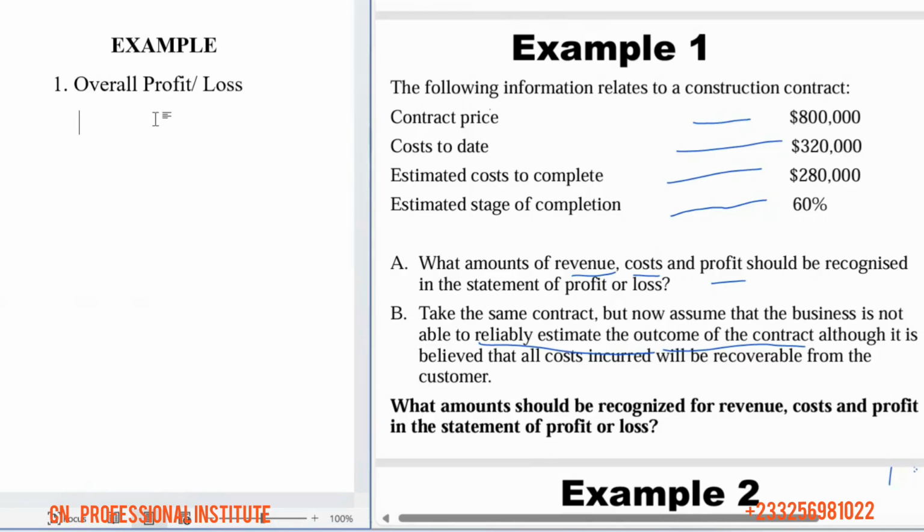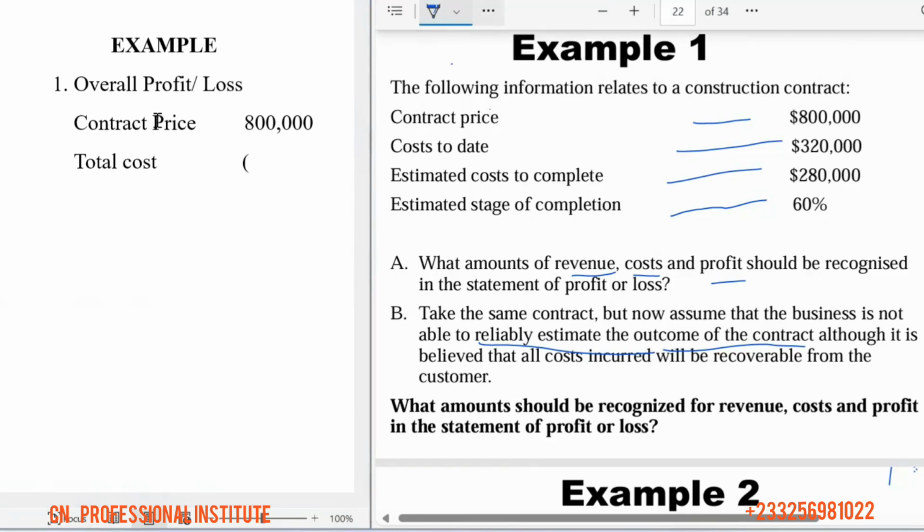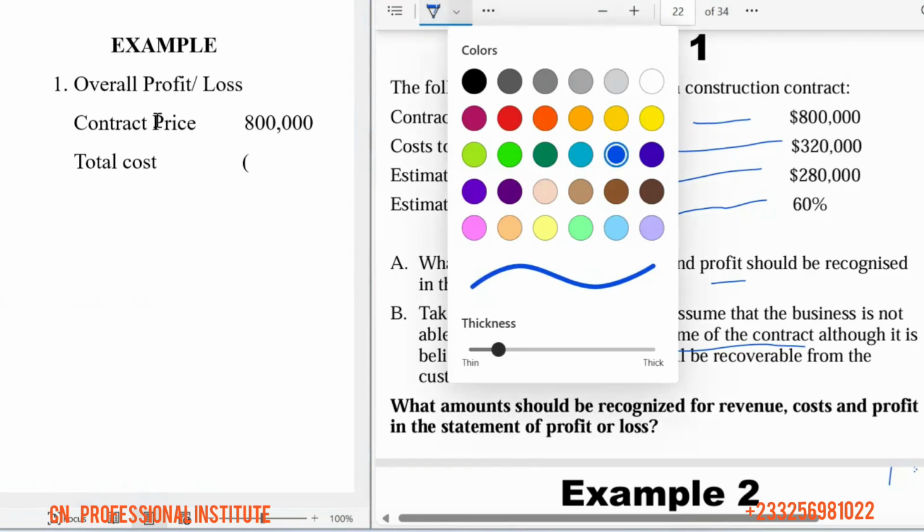Okay, so what's our contract price? The contract price in the question is 800,000. Good. Then we have total cost. So we compare the total contract price with the total cost. Now what's the total cost? The total cost will be the cost to date plus the cost to complete. That will be our total cost.